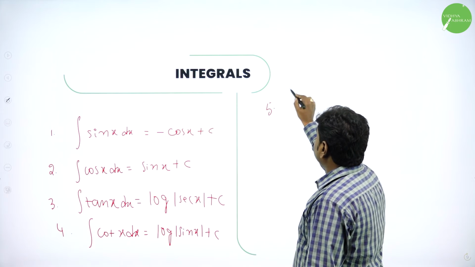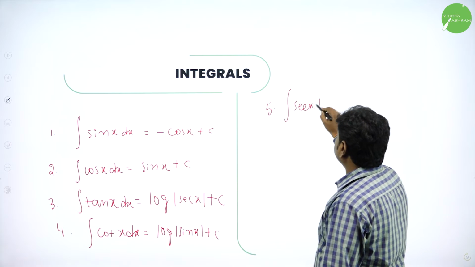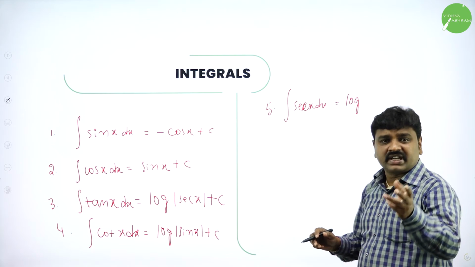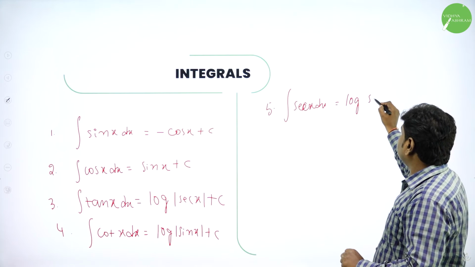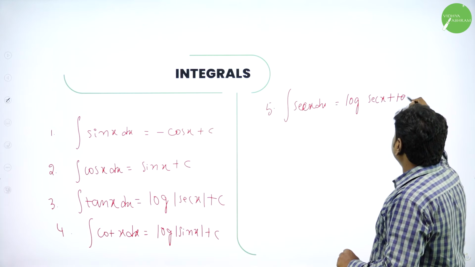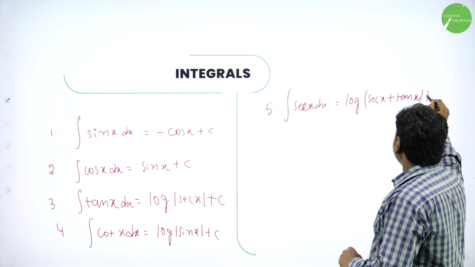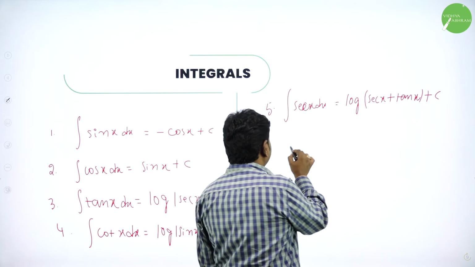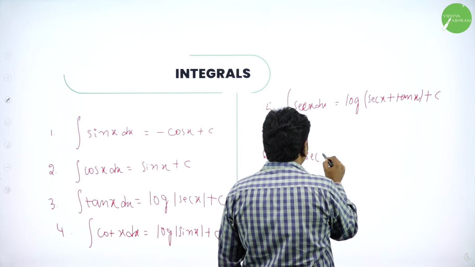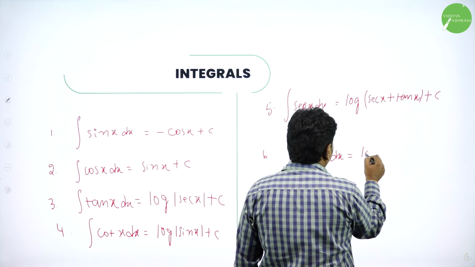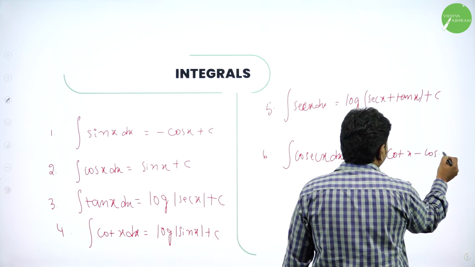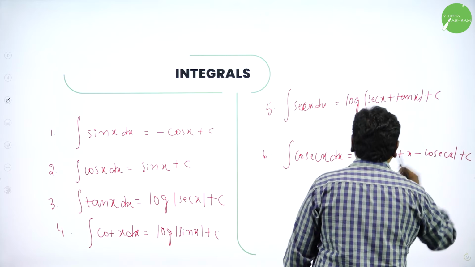Then integration of secant x. What is integration of secant x dx? Integration of secant x is log of mod secant x plus tan x. Then integration of cosecant x is log of mod cot x minus cosecant x.